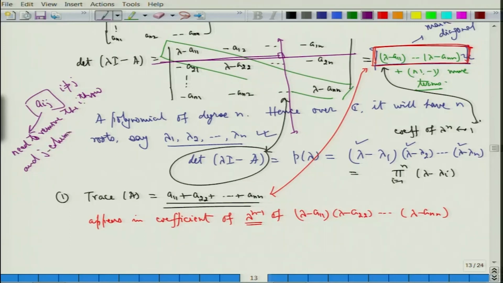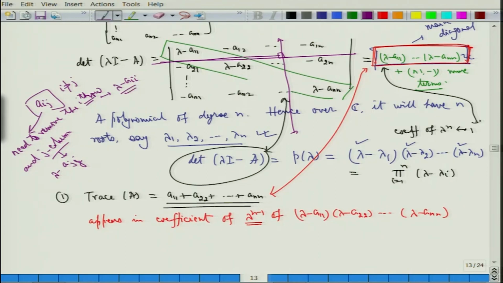Now if I have to remove the ith row and jth column, it means that this will give me lambda minus ajj, which will get cancelled out, and from here I will get lambda minus aii, which is cancelled out. All right, so one of them will always get cancelled out. This is what you have to understand.